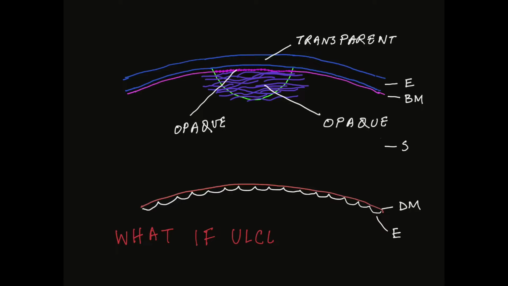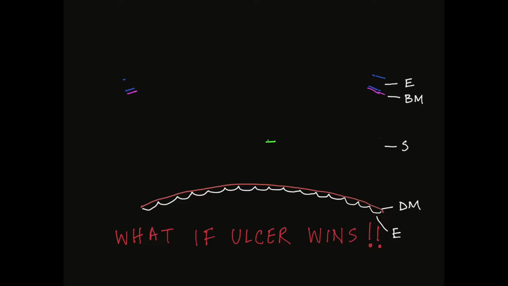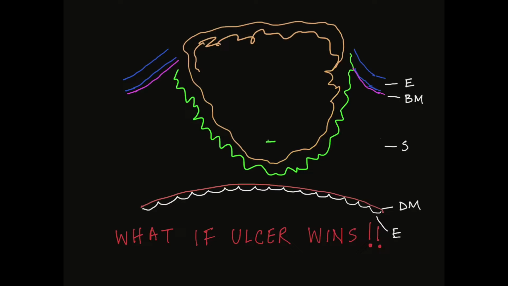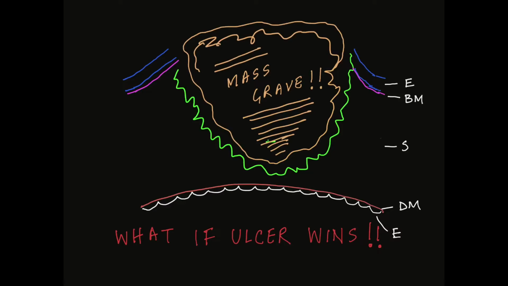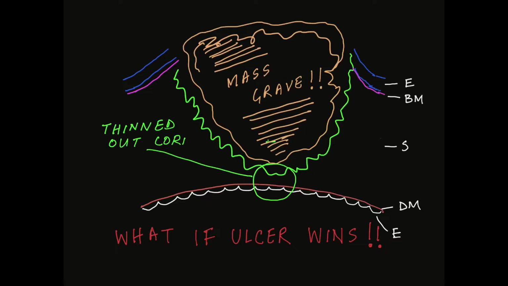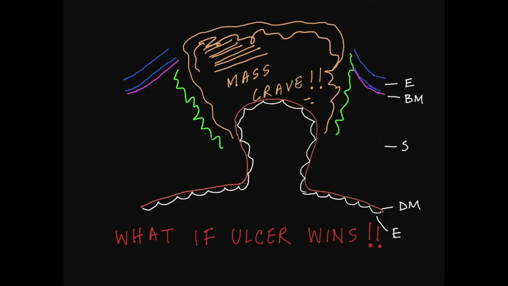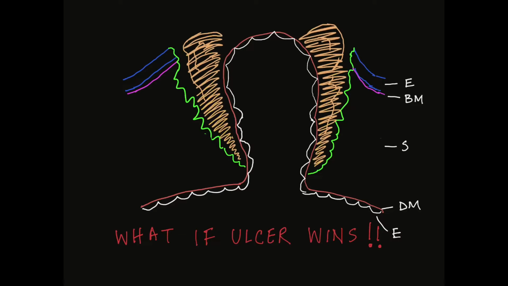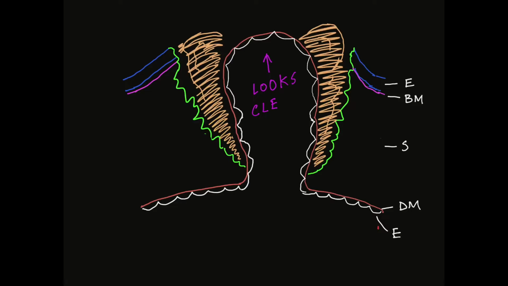And what happens if the corneal ulcer wins over? Then the corneal ulcer will dig deeper and deeper. There will be lots of accumulation of pus at the surface of the corneal ulcer. When a lot of corneal tissue is eaten away, the base of the corneal ulcer becomes so thin that Descemet's membrane along with the endothelium bulges out through the corneal ulcer, which is called descemetocele. Whenever we look at a descemetocele from the front, it looks very much clear.